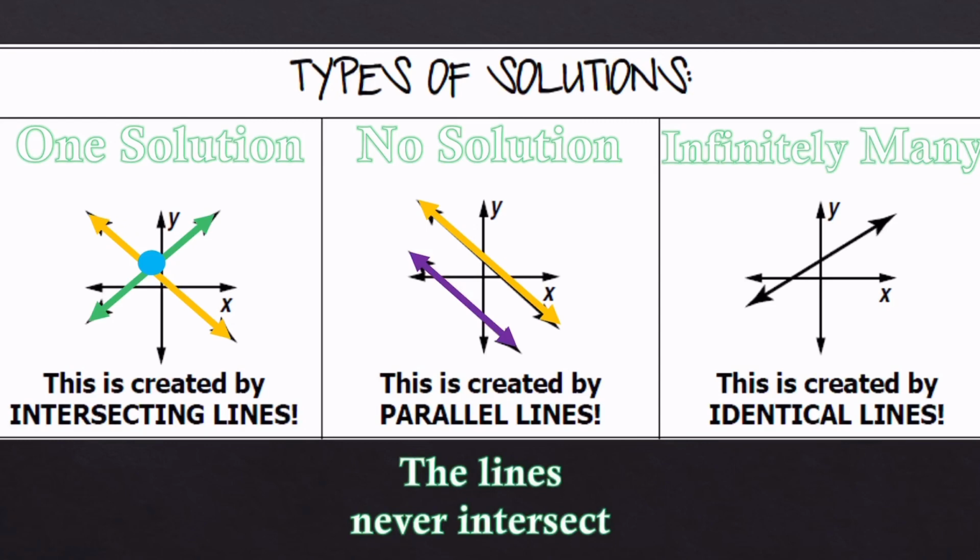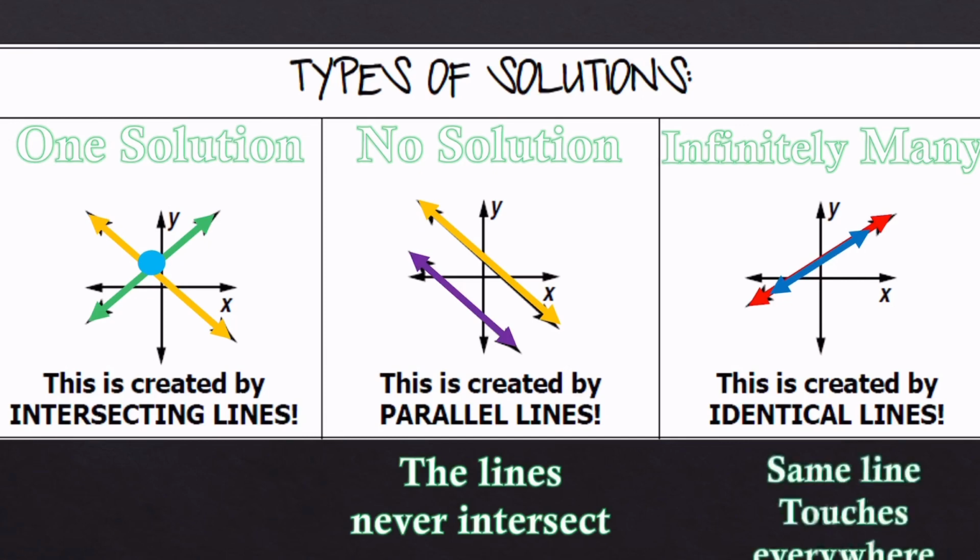Our third type is infinitely many. Infinitely many is when you end up graphing identical lines, because if I graph one line, the other line goes right on top of it. The same line is going to touch everywhere. So there are infinitely many solutions. So let's go see what this looks like.